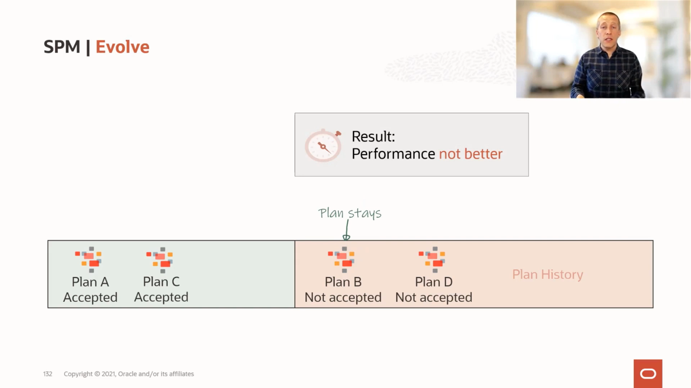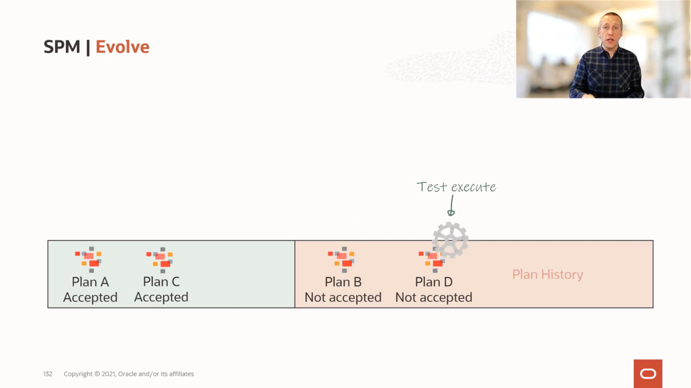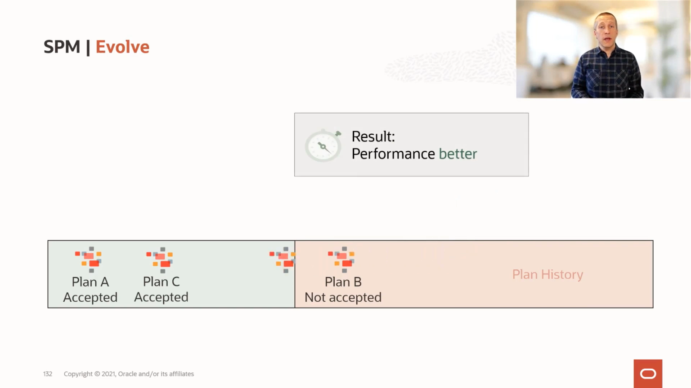And if it finds out that the plan is not good, it'll keep it in the plan history and check the other plan. And in this case, the test execution actually finds out that this is a good plan. It performs better than the other plans. So it moves the plan from the plan history into the plan baseline and marks it as an accepted plan. So the next time you execute an SQL, this plan can be used by the optimizer.